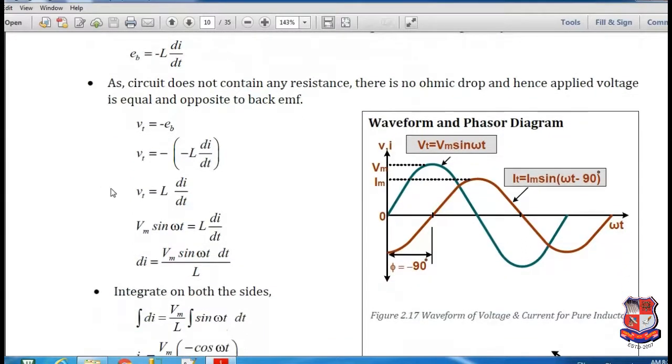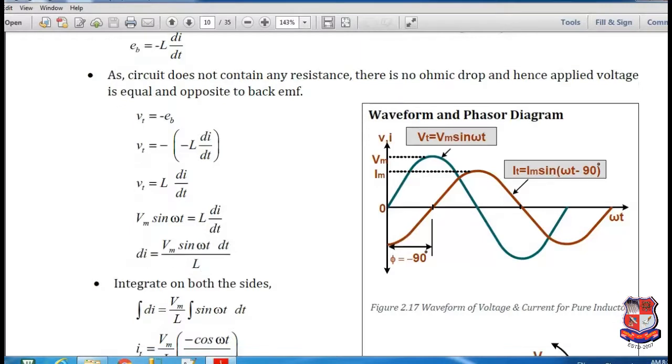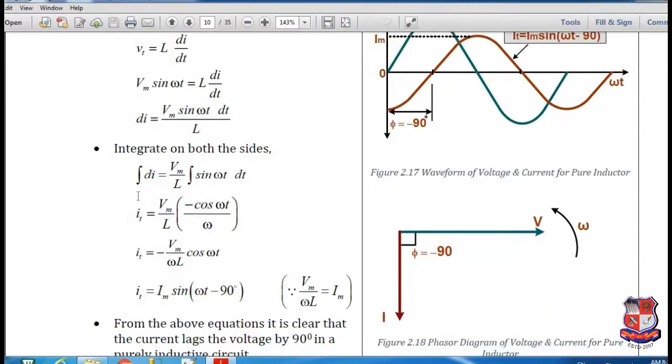Now rearranging the equation, Vt is equal to L di by dt. Putting the value of Vt, Vm sin omega t is equal to L di by dt. Rearranging, we can write di is equal to Vm sin omega t dt divided by L. Now integrate on both sides. Integration of di, with Vm by L as the constant term, and integration of sin omega t dt. So i is equal to Vm by L into minus cos omega t divided by omega, which is equal to minus Vm by omega L cos omega t.